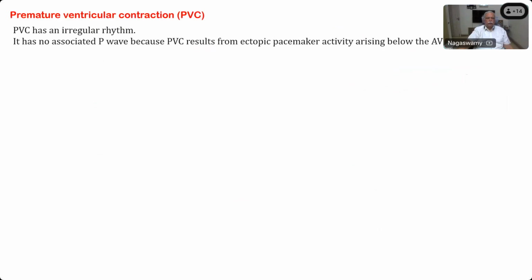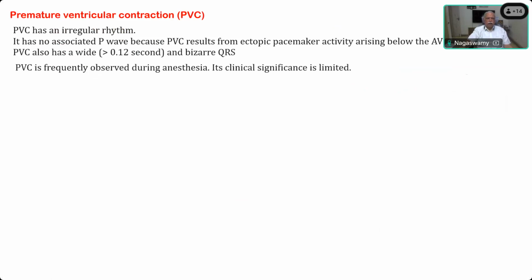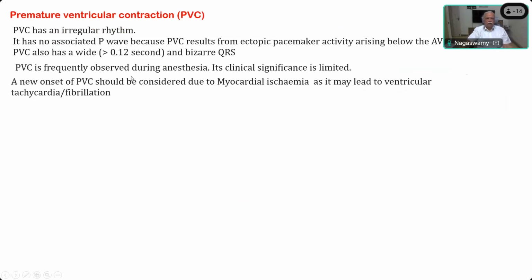So premature ventricular contractions are also irregular, and they arise from ectopic pacemaker areas, and they have a wide bizarre QRS pattern, and it is frequently observed during anesthesia. This is one of the commonly seen. Its clinical significance is limited, and a new onset premature ventricular contraction should be considered due to myocardial ischemia, which may lead to VT and VFib. So, if it is occurring frequently, then you have to have the suspicion of myocardial ischemia.